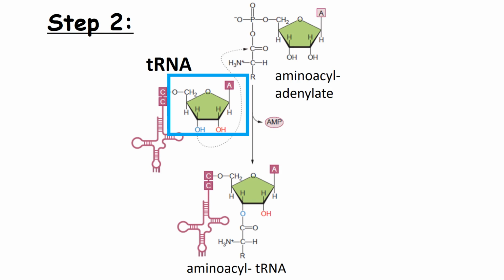In the next step, this invariant adenosine at the 3' position of the tRNA will now couple to the aminoacyl adenylate that we have created in the first step. So here again, the 3' OH group will attack the carboxyl group of the amino acid and will create the aminoacyl tRNA that is then ready to go for the polymerization reaction.